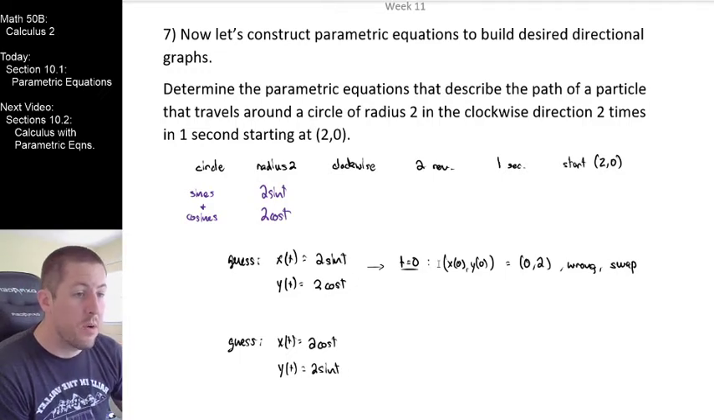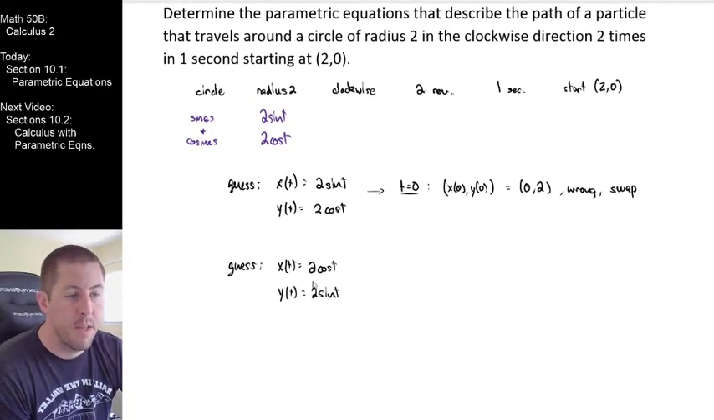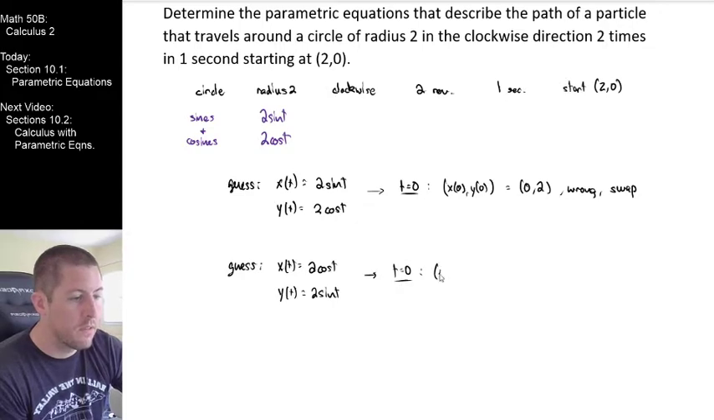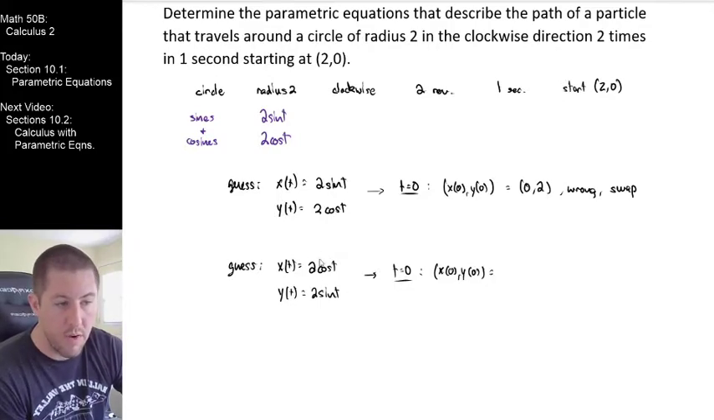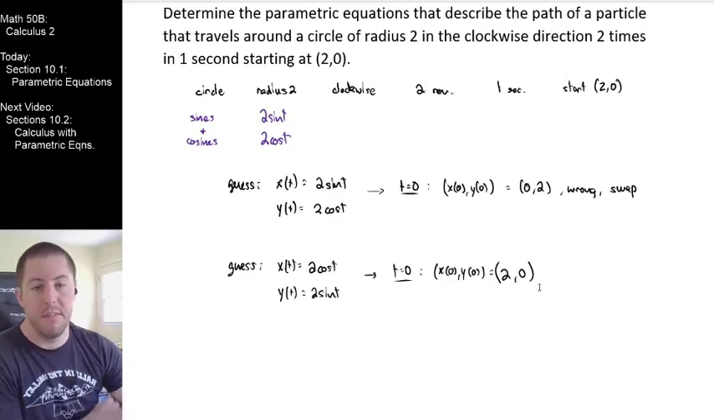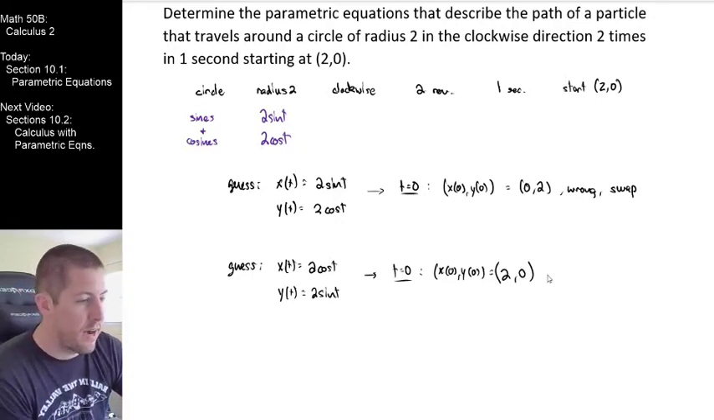So with this equation, I think that I'm getting a circle. I think it's got radius 2. I think that we're starting at the correct location. Confirm that real quick. When I plug in 0 into the x equation here for time, I am in fact getting 2, and I am in fact getting 0. Sine of 0 is 0, so this looks good right here.